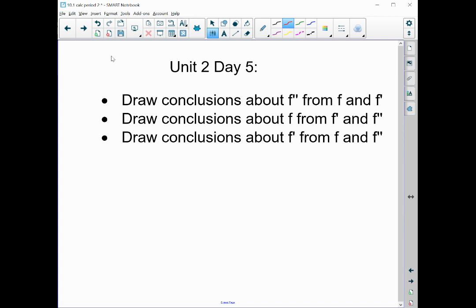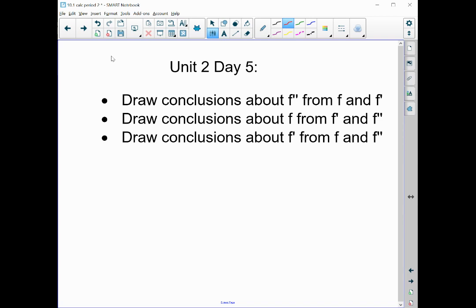If I give you f of x, like a function, you're going to be able to tell me things about f prime and f double prime. If I give you f prime of x, you're going to be able to tell me things about f double prime and f of x. And if I give you f double prime, you should be able to tell me things about f of x and f prime of x.